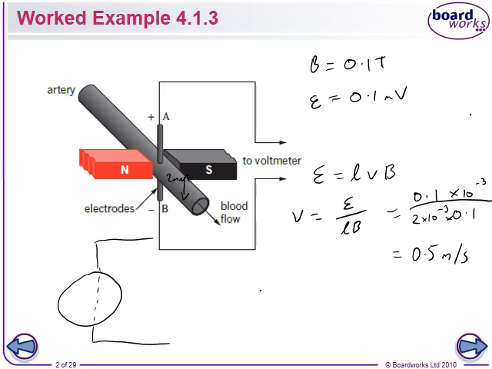0.5 meters per second. So the hardest thing about this problem is working out what the length of the conductor is. But this is just a very short conductor moving with a very deep conductor.